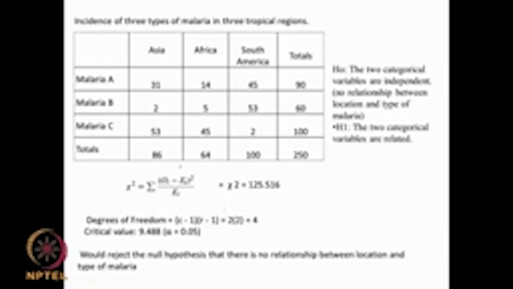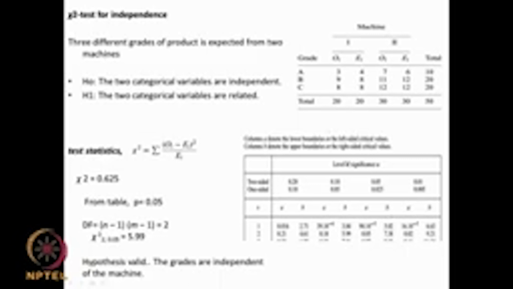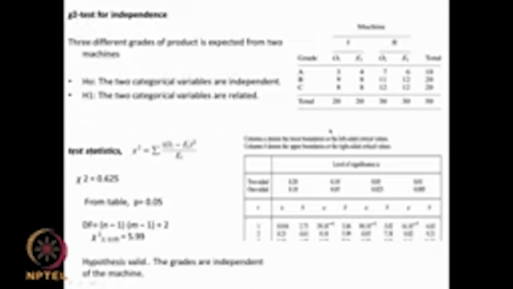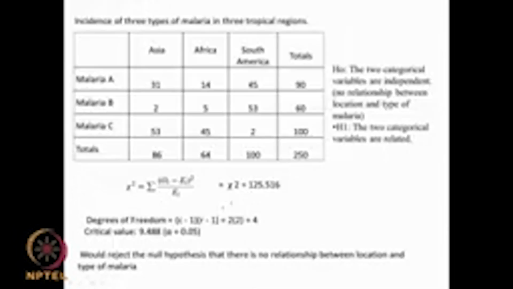And for degrees of freedom, we have 3 continents. So, 2 is the degrees of freedom for continent, and with 3 types of malaria, 2 is the degrees of freedom for type. So, 2 into 2 is 4. So, we go to 4 degrees of freedom and 95%, okay. So, let us look at the table, 4 degrees of freedom and 95%. So, we get 9.49, okay. So, 9.49, yeah, 9.488, okay.